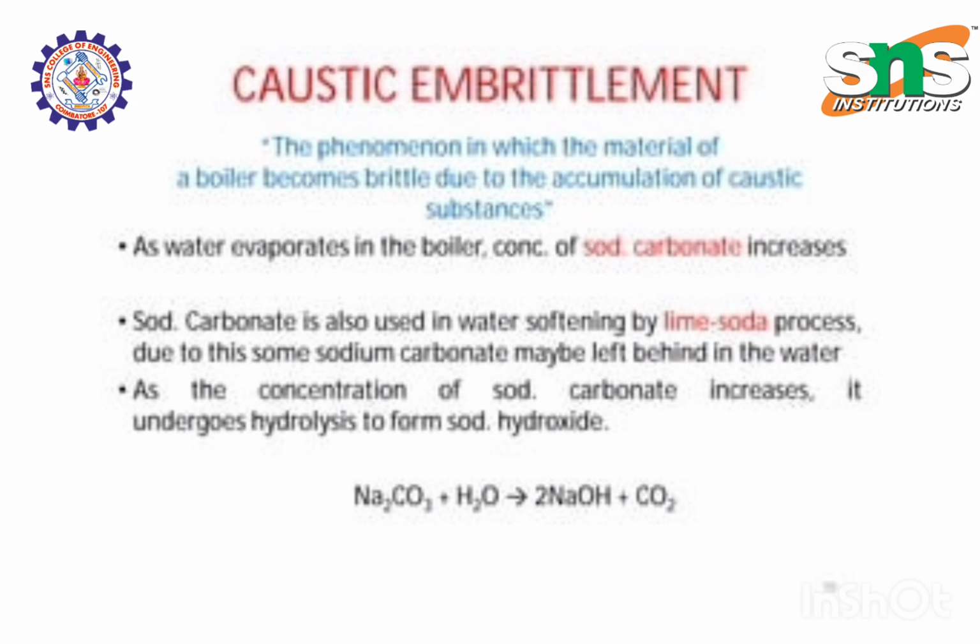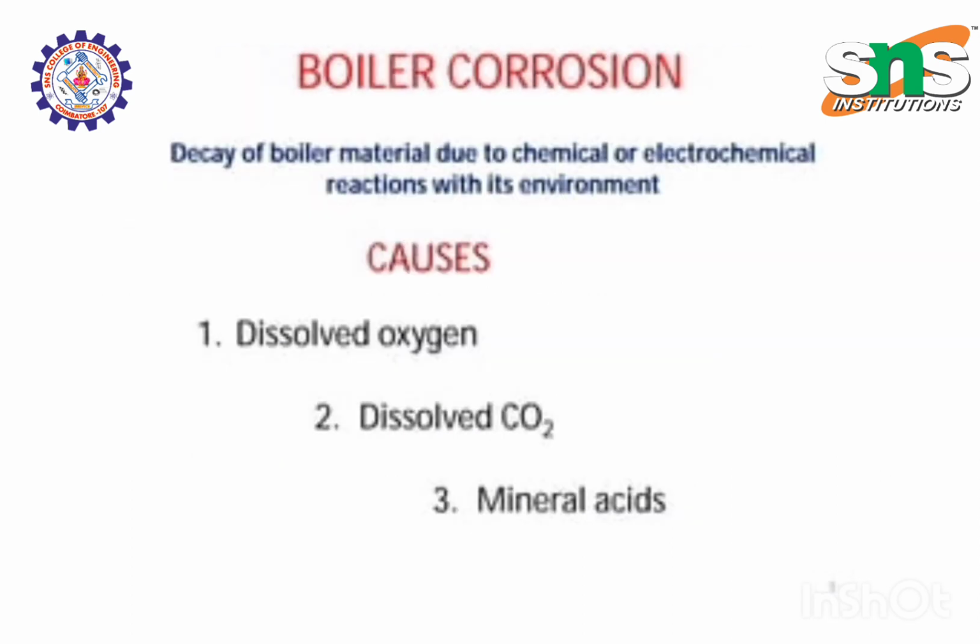This causes embrittlement in the boiler parts, particularly in the stressed parts like bends, joints, and rivets, and can even cause failure of the boiler. This can be prevented by methods like using sodium phosphate as a softening agent instead of sodium carbonate, or by adding tannin and lignin to the boiler water, which blocks the hair cracks present in the boiler metal.